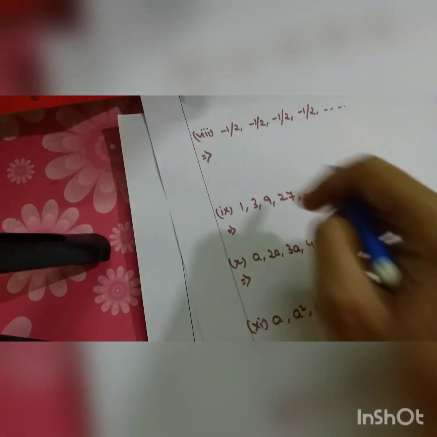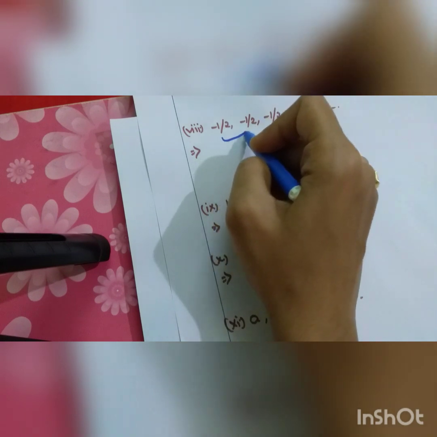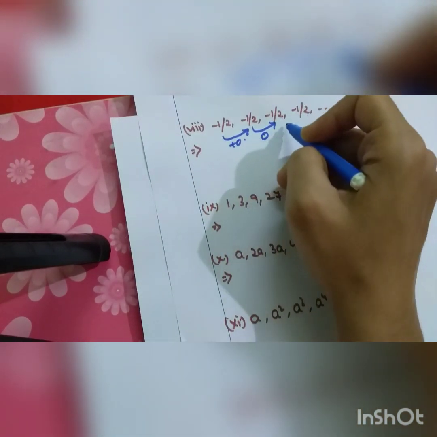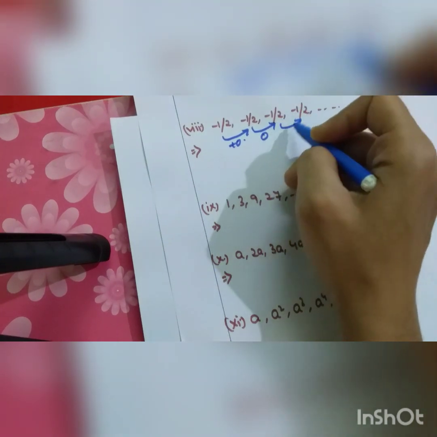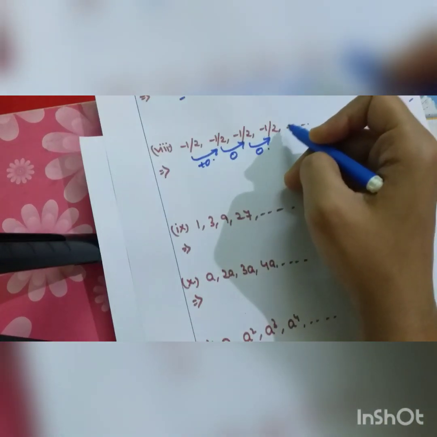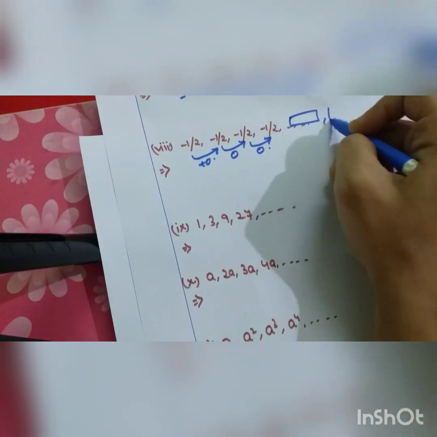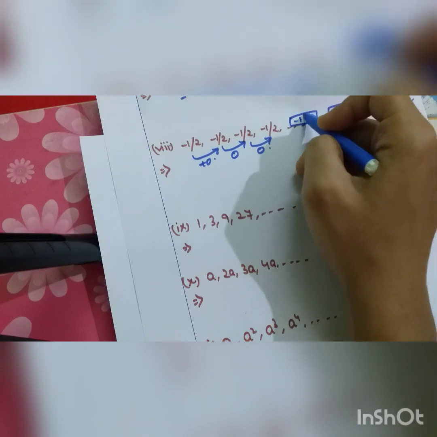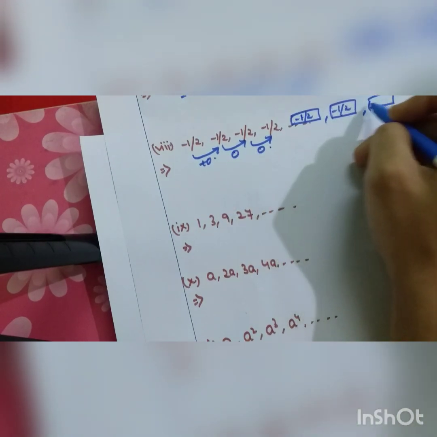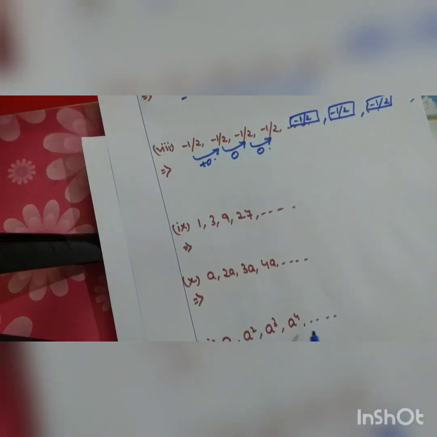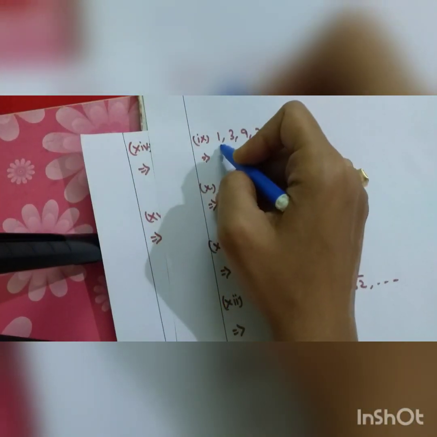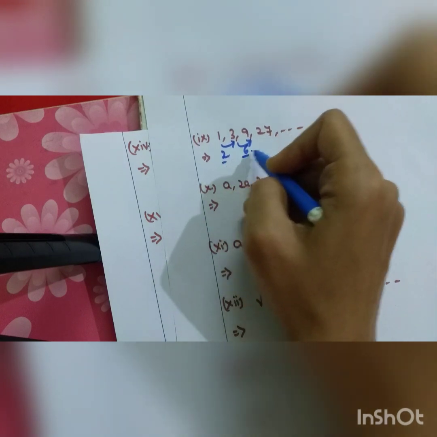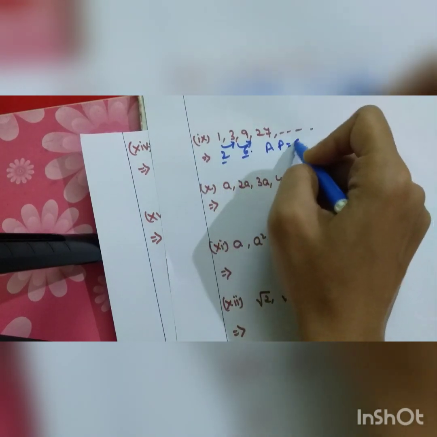Next question. Just subtract the second term from the first term. You will get 0. Again you will get 0, and subtracting the fourth term from the third term you will get 0. You have to find the next three terms. Since 0 has no effect on addition or subtraction, the answer will be the same. The next three terms will be the same, minus half, minus half, and minus half. Come to the next question. See the common difference. Here the common difference is 2, here it will be 6. Since D does not match, this is not in AP.